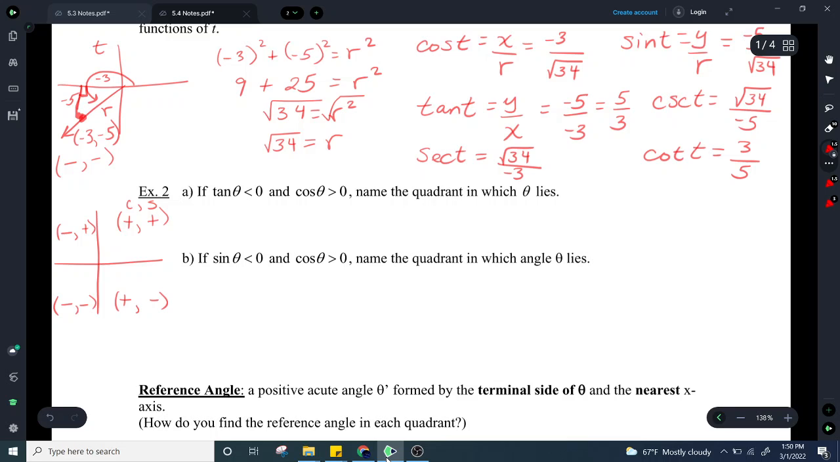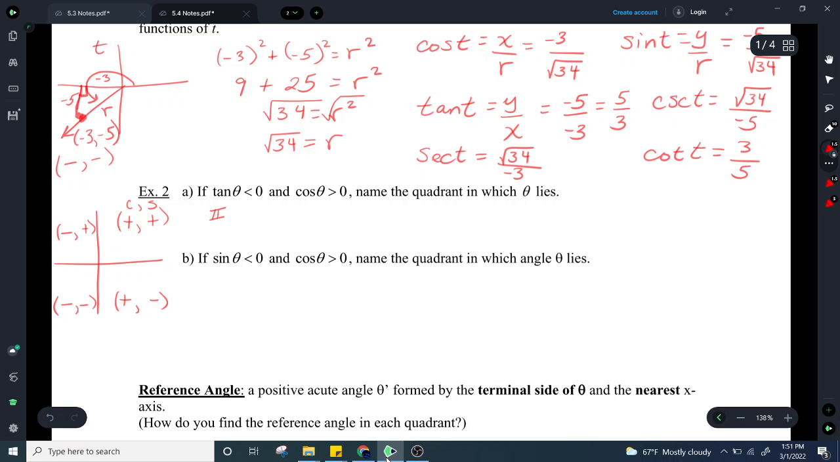So we kind of use a little bit of process of elimination here based on what they're telling us. Tangent would be negative. Think about this. Tangent, remember, is sine over cosine. That was from the last lesson. The quotient identity said that tangent was equal to sine over cosine. So if tangent is negative, that means that sine and cosine have to be opposite signs. One has to be positive and one has to be negative, right? The only way tangent can be negative is if cosine and sine are opposite signs.